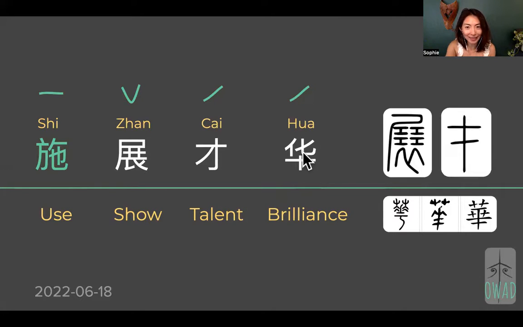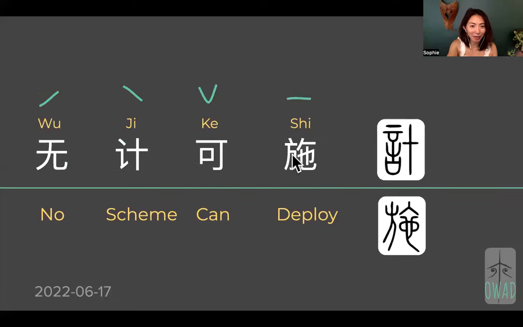Okay, this is today's. Yesterday's, we have 无计可施. It came from 无药可治. Same structure, 无可. There's nothing, no something that can do something, right? So no scheme or no ideas that you can use at the moment. You're running out of ideas.